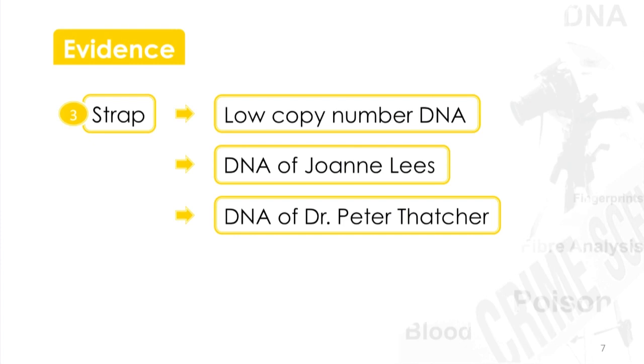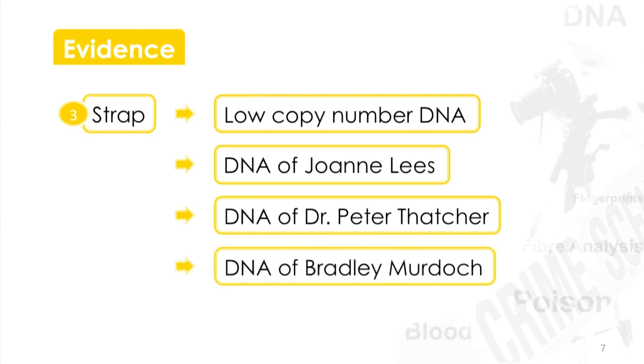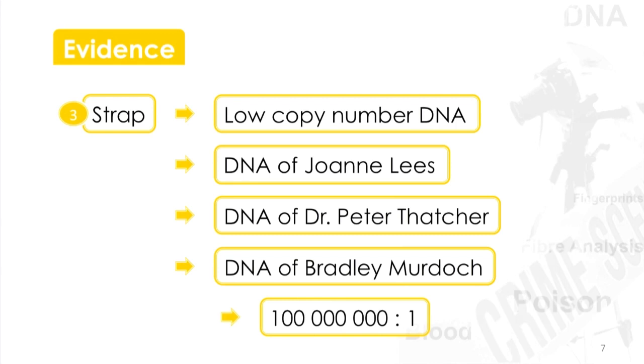And finally, they were able to extract DNA of Bradley Murdoch from the strap. But this is low copy number DNA. So the probabilities that they calculated were a lot lower than for the bloodstain on the t-shirt. When I say a lot lower, they calculated a mere 100 million to 1. But given that the population of Australia is about 20 million, that's pretty good odds.